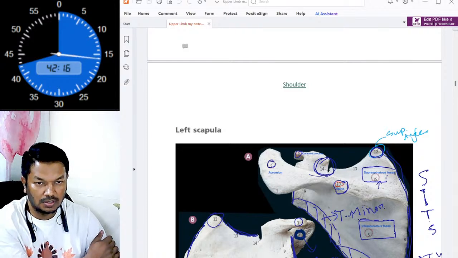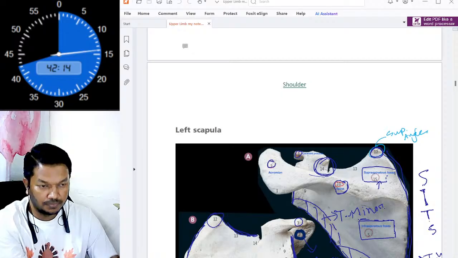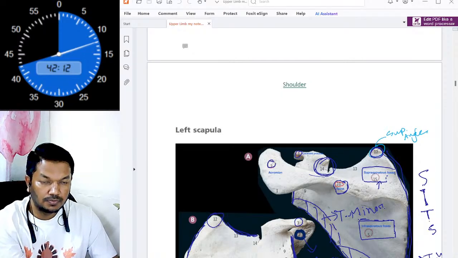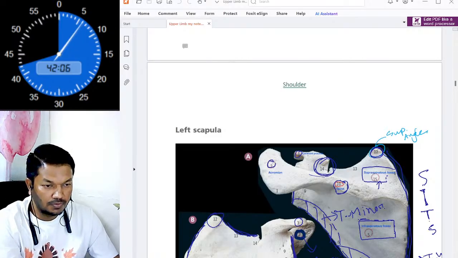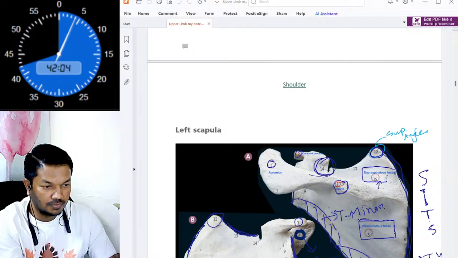Abduction is 0 to 15 degrees by the supraspinatus muscle, 15 to 90 degrees by the deltoid muscle, and above 90 degrees by the trapezius muscle and serratus anterior muscle.